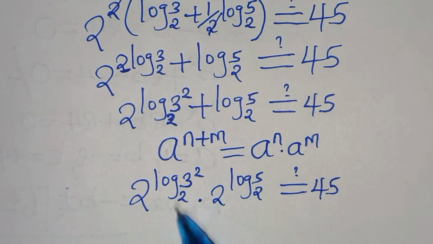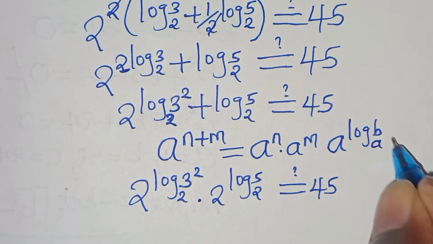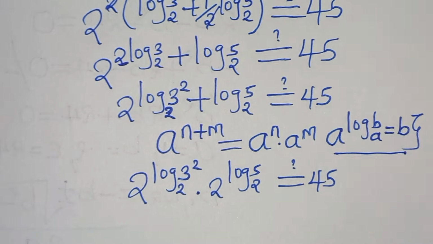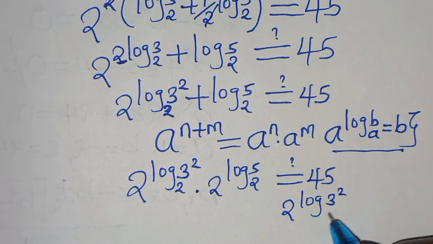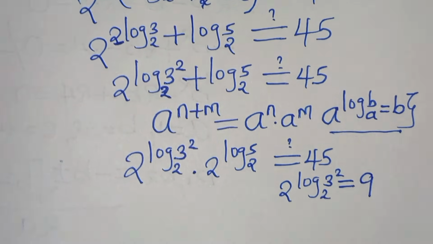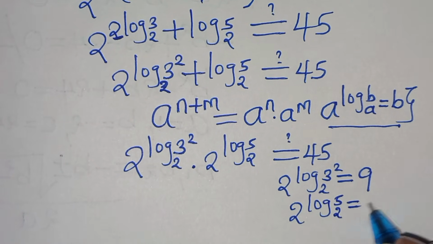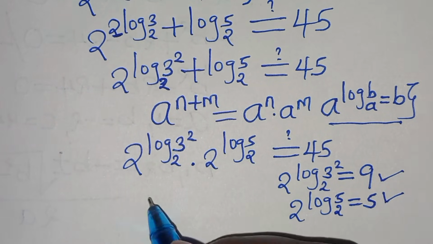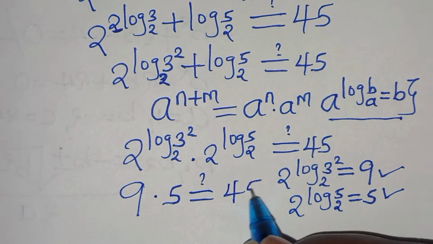So 2 to the power of log 3 squared to base 2 is in the form of a to the power of log b to base a, which is supposed to give us a value of b. So let's apply this logarithm property. We have 2 to the power of log 3 squared to base 2, which should give us a value of 3 squared, which is 9. And we have 2 to the power of log 5 to base 2, which should give us a value of 5. So let's substitute 9 and 5, so that we have 9 times 5. This should give us a value of 45.